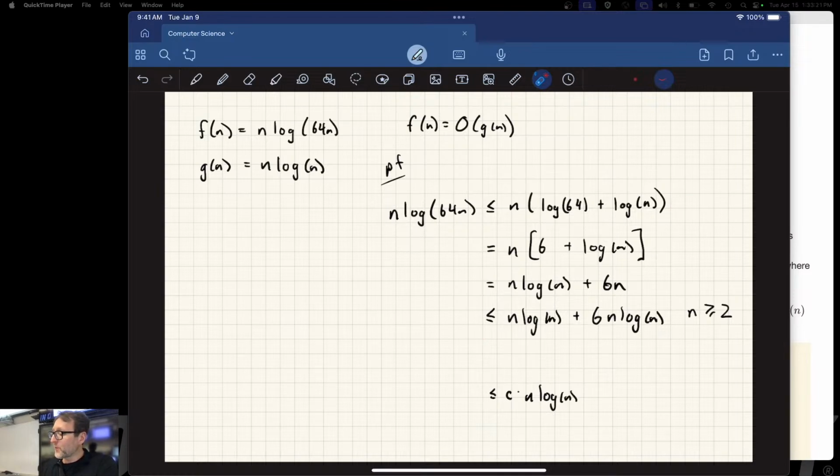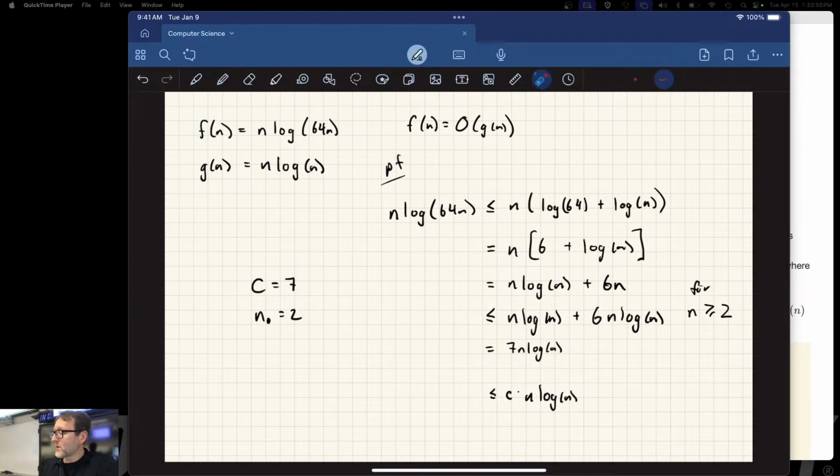So this is true for all n greater than or equal to 2. Now we've got it into the form that we want, because the second one is 6 times the first one. So altogether this is 7n log n, right? And for c being 7 and n naught being 2, the inequality holds, right?